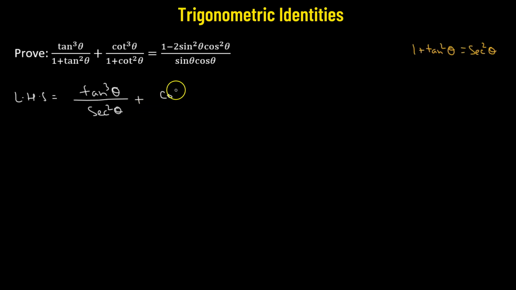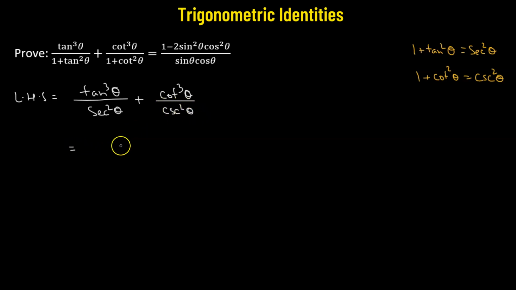Plus the second term, we have cotangent cubed theta divided by 1 plus cotangent squared theta. Now 1 plus cotangent squared theta is another identity with the value cosecant squared theta. So that means in our denominator we're going to have cosecant squared theta.